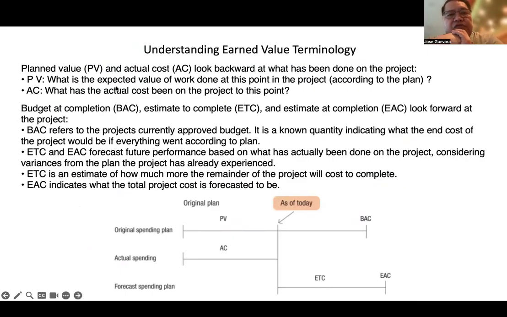So you should think of EVM in two groups. When we're talking about PV, EV, and AC, it tells us where we are today. While if we're talking about BAC, ETC, EAC, it tells us where we are likely to end.